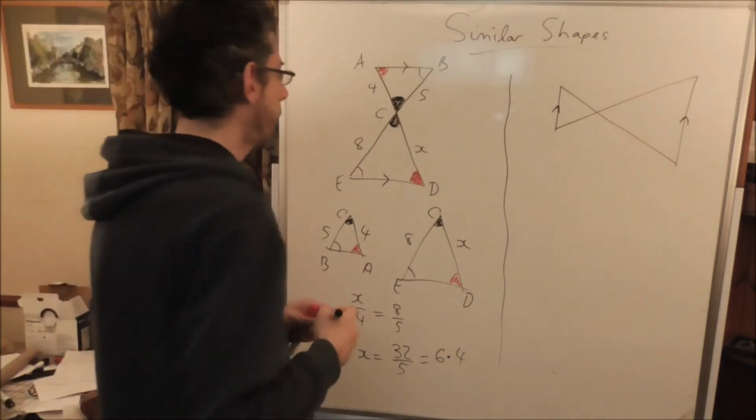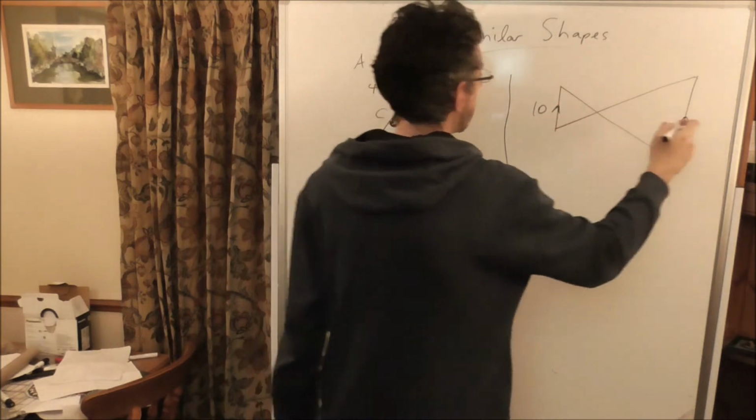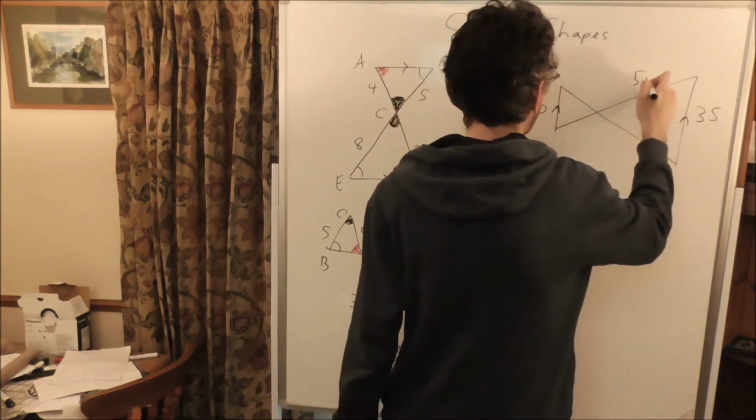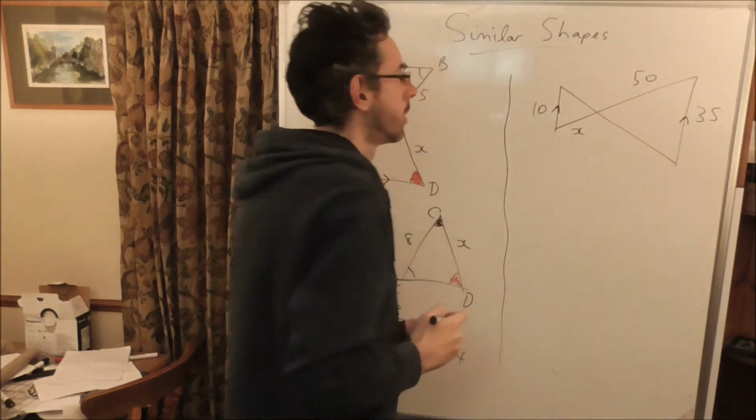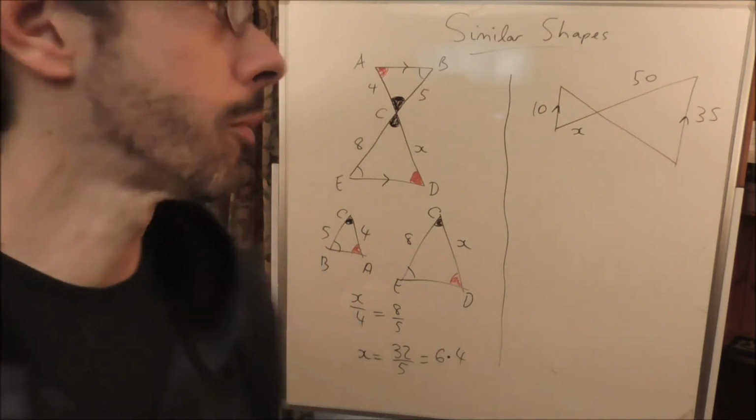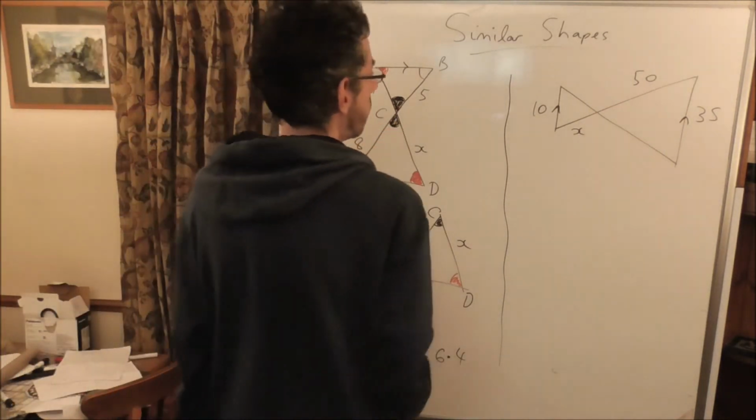Let's do one more over here. Let's say this side is, I'll say this side's 10, this side's 35, this side's 50. Let's say this side's x. This is going to be the last example now. It's very similar to this one. It's just sort of this one on its side.